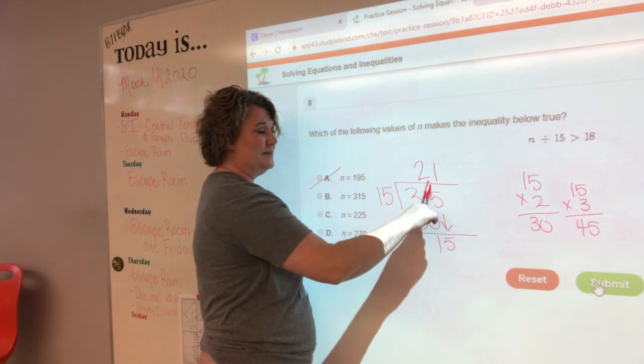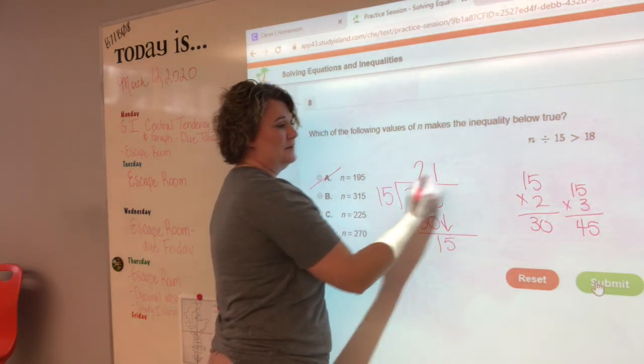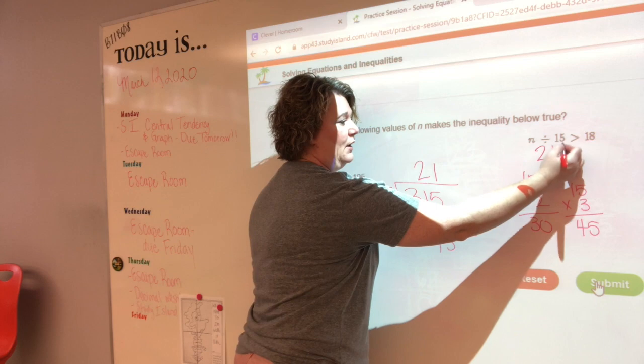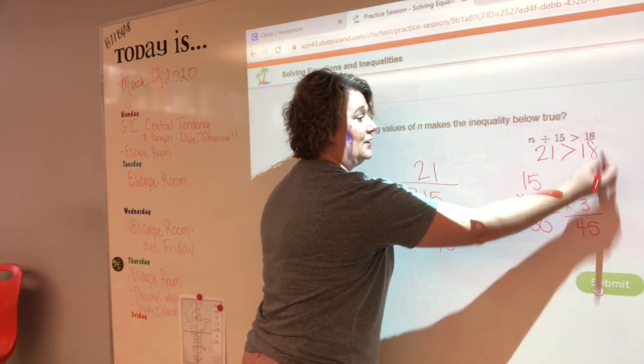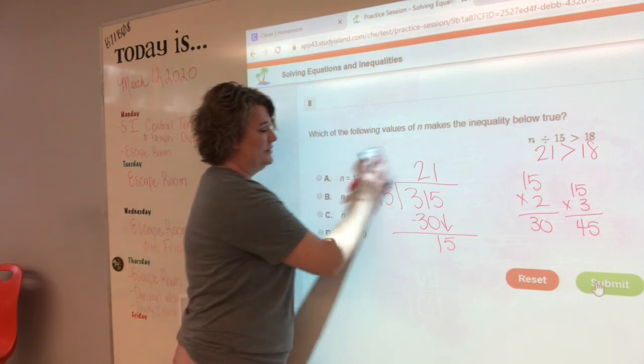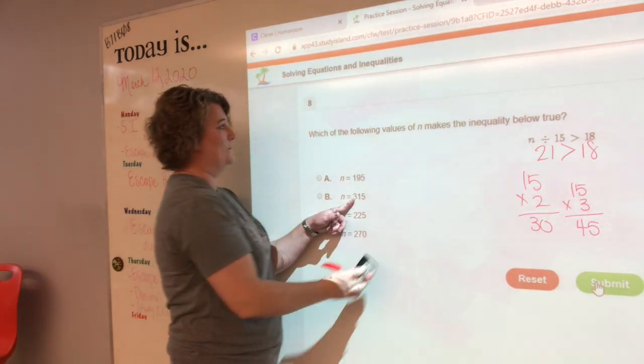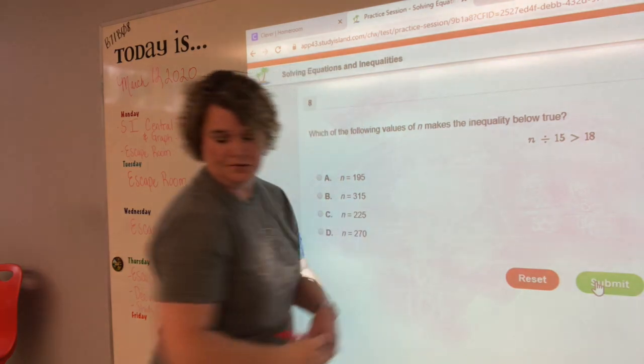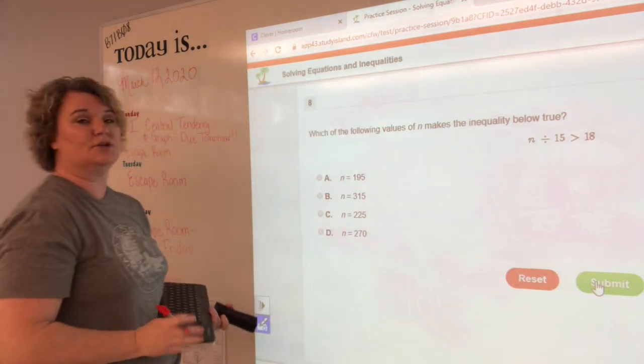Now let's plug this in right here and see if it makes sense. So if I said 21, would you agree that that's greater than 18? I would agree with that. That makes it true. So your answer has to be letter B. That would make it true.